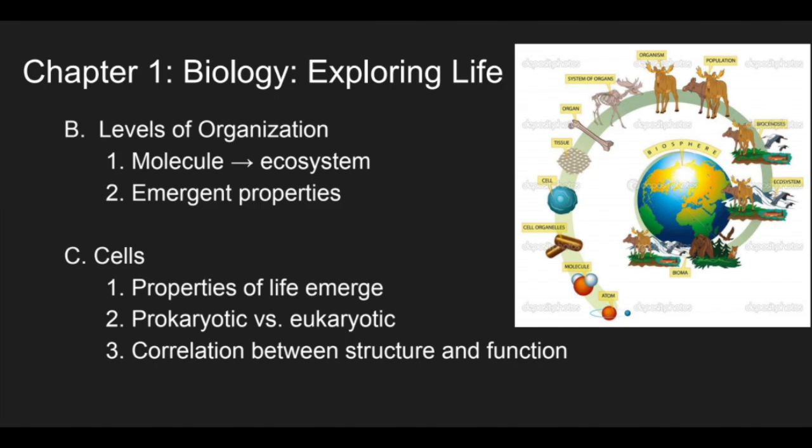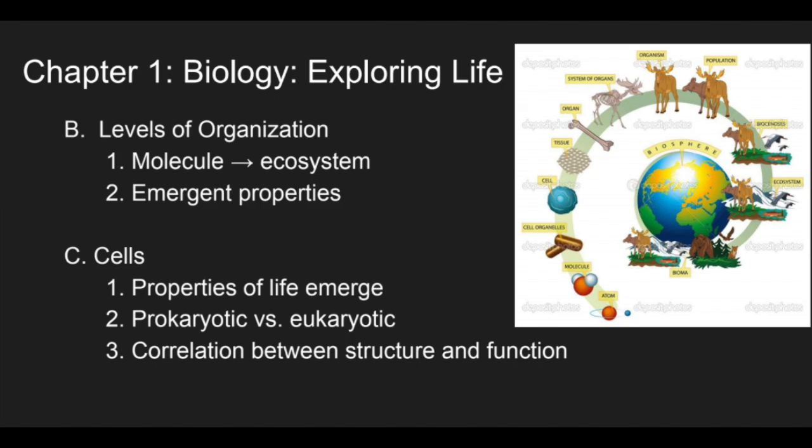And then if we move down to the next level, we're going to have ecosystems. And those consist of all of the organisms living in a particular area, as well as the physical components that organisms will interact with. So these are going to be biotic and abiotic factors. Abiotic being non-living, biotic being living.